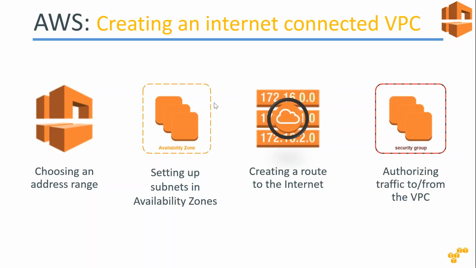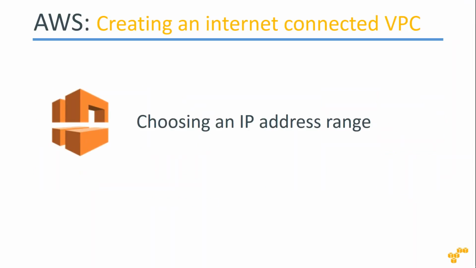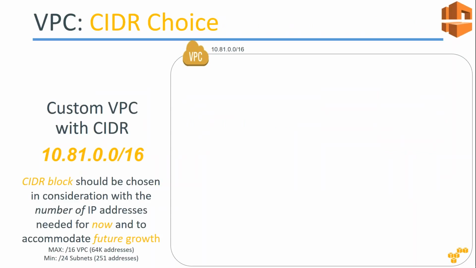We will see all of these components in a short while. So let us go and see the first thing, choosing an IP address range. In VPCs, the IP address range is called the CIDR choice, or classless interdomain routing. I would strongly recommend you to get yourself familiar with what exactly this notation means. In short, choose your CIDR block in consideration with the number of IP addresses you need today and also to accommodate future growth. So the maximum and minimum is shown here on your screen.